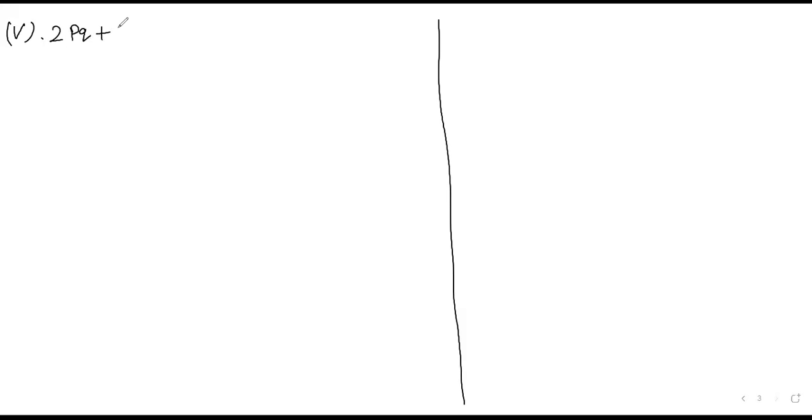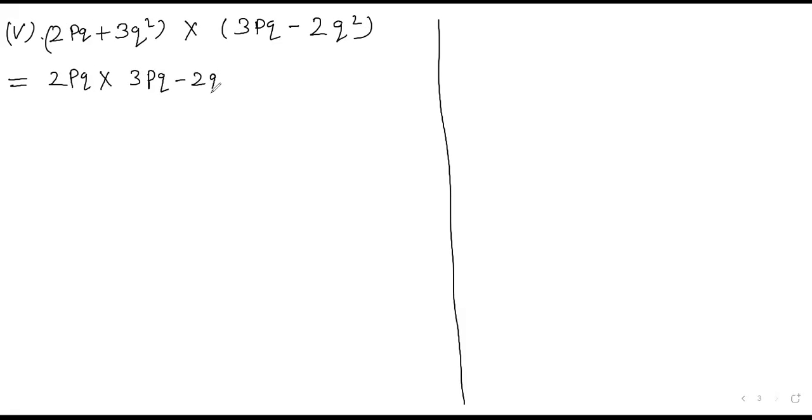2pq plus 3q square is multiplied with 3pq minus 2q square. Okay, so let us follow the same process. 2pq is multiplied with 3pq minus 2q square, bracket closed, plus sign. 3q square is multiplied with 3pq minus 2q square.